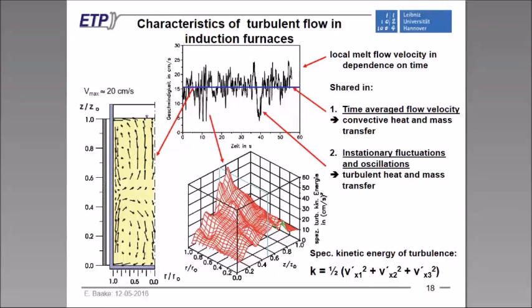These are results of measurements in a low temperature model melt, and you can see that over time we have intensive fluctuations, which we normally can separate into the time average flow, which is mainly responsible for the convective heat and mass transfer, but also the instationary fluctuations and oscillations, which are mainly responsible for the turbulent heat and mass transfer. And this second one we can describe by the specific kinetic energy of turbulence, which is responsible for the intensive heat and mass exchange, for example, between the upper and the lower part of the furnace.